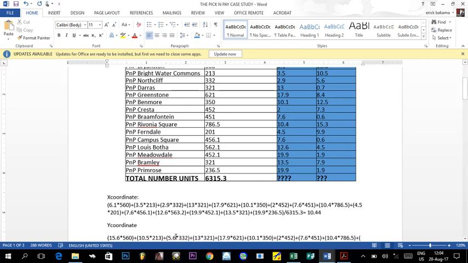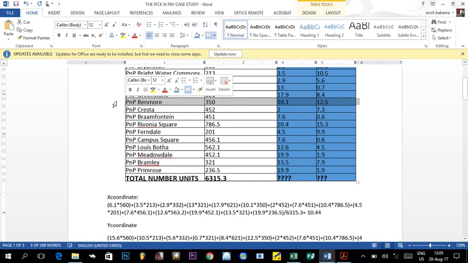So after the 5,6 we have 0,7. After 0,7 we have 8,4. After the 8,4 we have 12,5. So for recall, if you are lost, we're still on this part here. We are done with Pick and Pay Benmore. Now we're going to Pick and Pay Cresta.